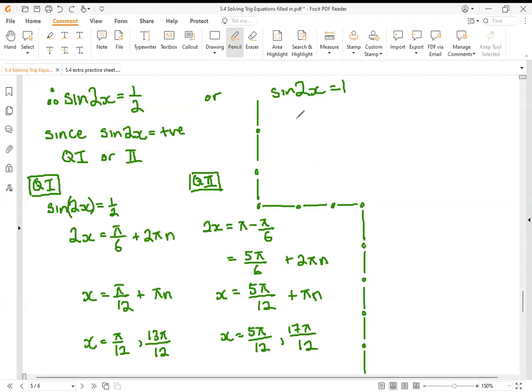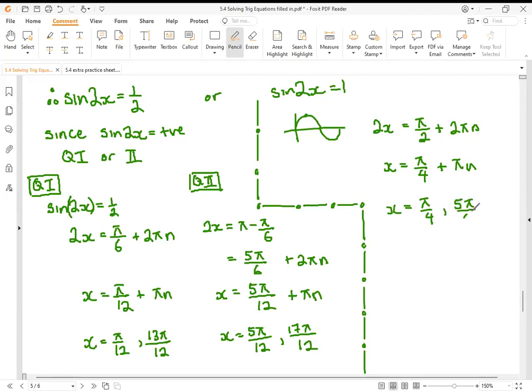This one's a lot simpler. If 2x equals 1, if I think about the graph, the only angle that gives me a value of 1 will be an angle of pi over 2. And that means x is pi over 4 plus pi n, which means x is going to be pi over 4 as well as 5 pi over 4.